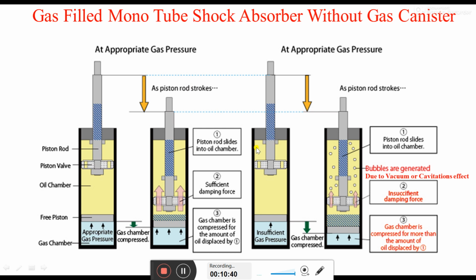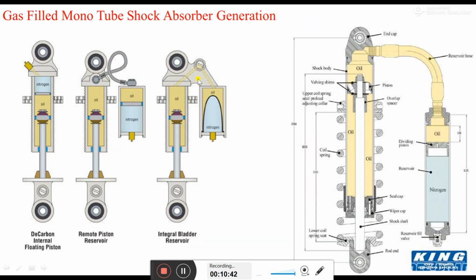And these are the versions of the monoshock we are using nowadays. So this is a very conventional one. Through this plug we are charging the nitrogen into it. After that, this is the internal floating piston. Okay, so the floating piston is internal. After that, the remote piston reservoir.